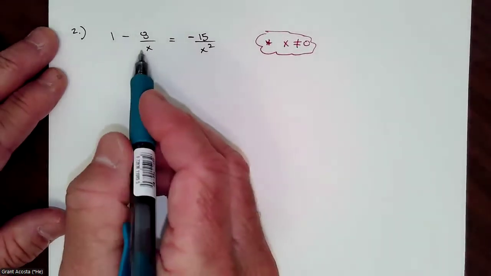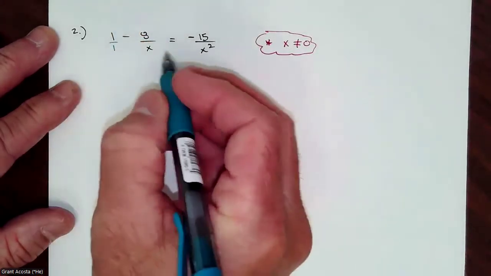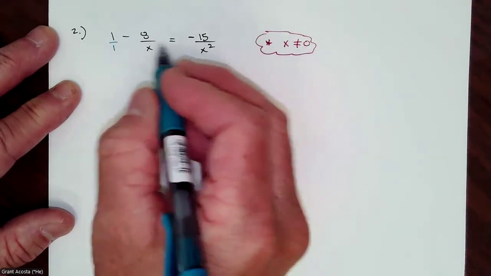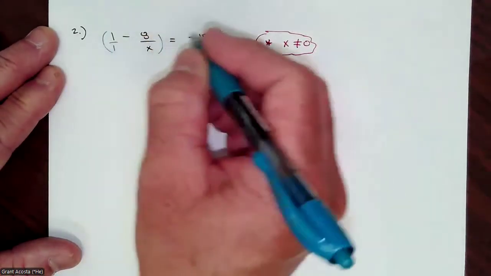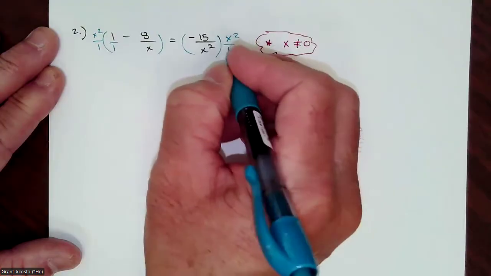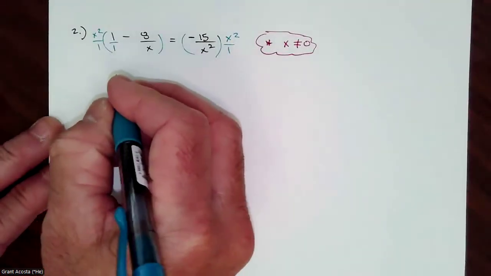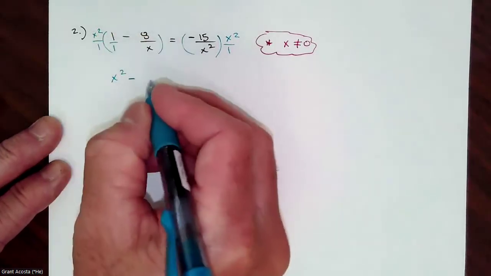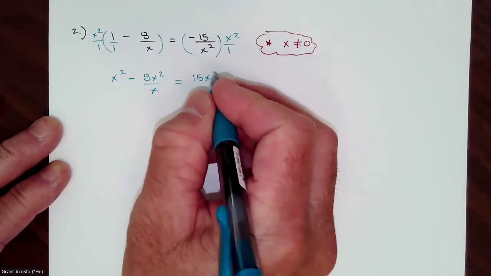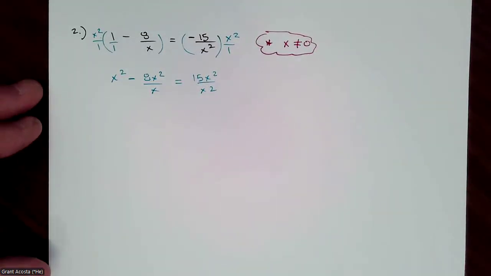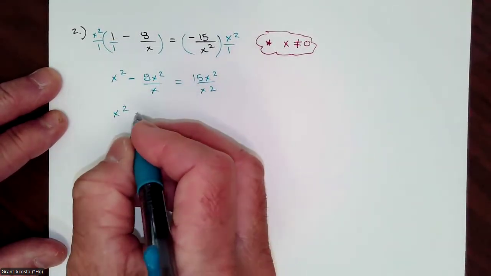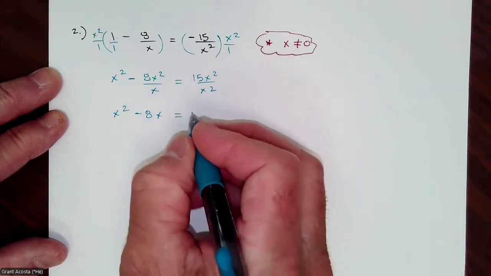My lowest common denominator for 1, you can think of 1 as 1 over 1, 1x and x squared would just be x squared, because x goes into x squared and obviously 1 does. So for this one, I'm going to multiply both sides by x squared over 1, if that helps. Distribute in, I get x squared minus 8x squared over x equals 15x squared over x squared. You can reduce this down to x squared. I can cancel one of these x's, minus 8x equals 15.